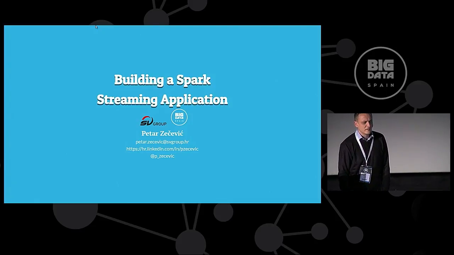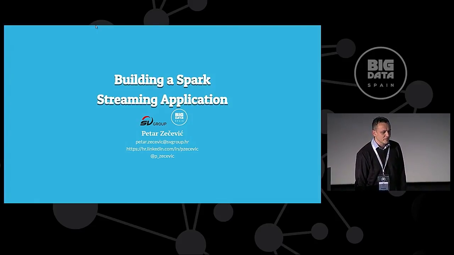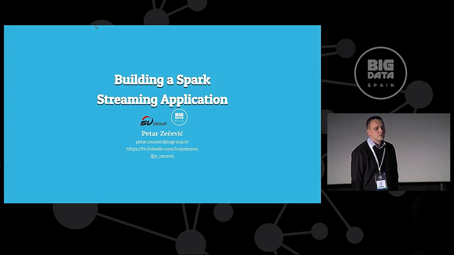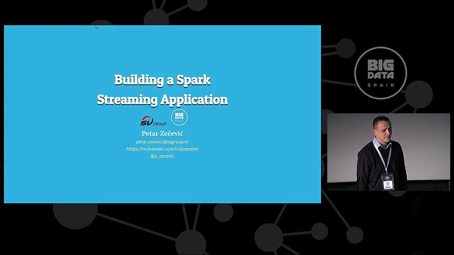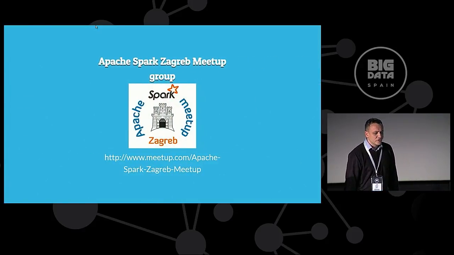So we're a small company of 40-something people. We're also doing big data, among other things. And I'm running the Apache Spark Zagreb group. We have monthly meetups. We try to at least have monthly meetups.